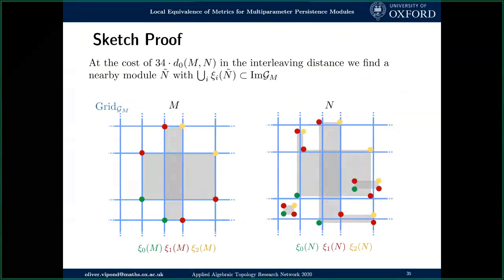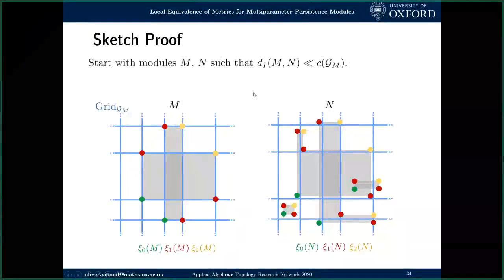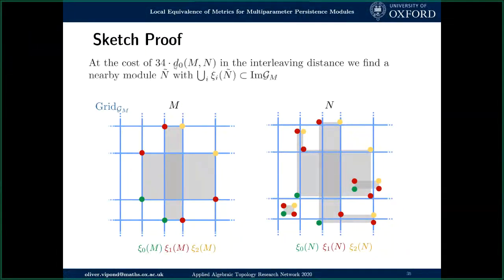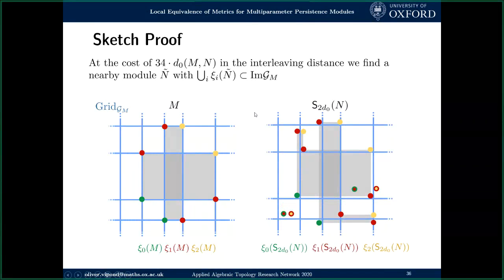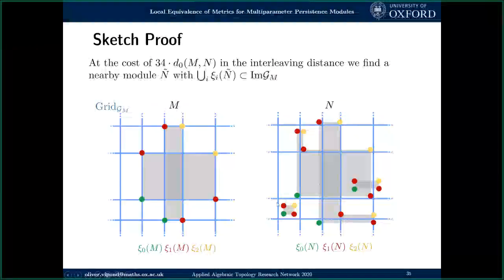Okay, yes. So to start with, if we assume that M and N have distance d0, then the unmatched bars are going to be of length 2d0. So in order to collapse them, I pay a penalty of 2d0.